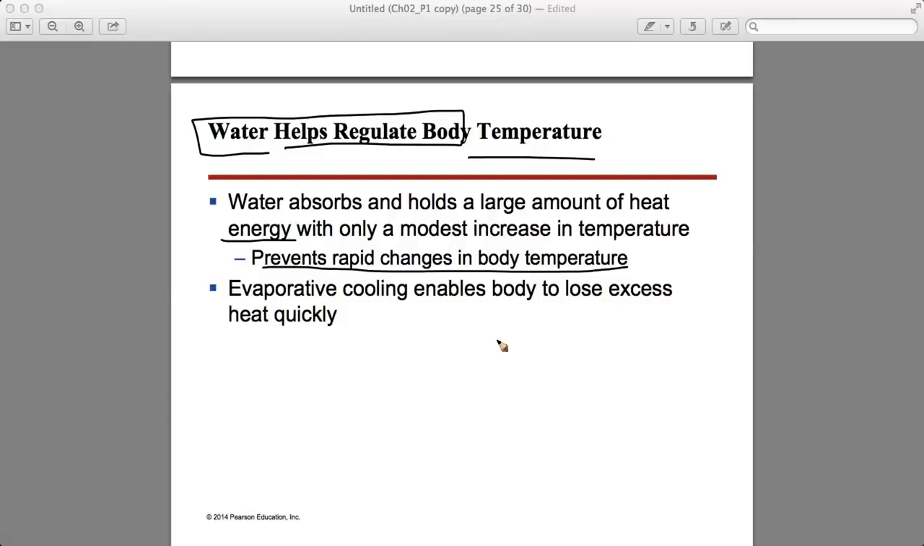This also means that when water evaporates from your skin, it removes a lot of heat from the surface of your skin. So evaporative cooling is a very important mechanism by which your body loses excess heat very efficiently.